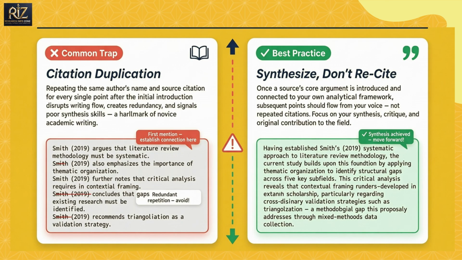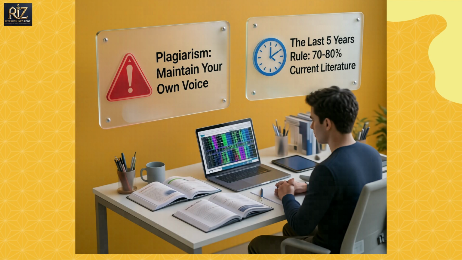Watch out for citation duplication. If you've already introduced a source's core argument, don't recite it for every single point. Once the connection is established, keep your writing flow smooth by focusing on your analysis rather than repeating the author's name. The plagiarism warning: even with a matrix, you must maintain your own voice. The matrix is for organizing thoughts, not for copy-pasting. The last 5 years rule: for a research proposal, 70 to 80% of the literature should ideally be from the last 5 years. This shows the DRC that they are working on current, relevant problems.